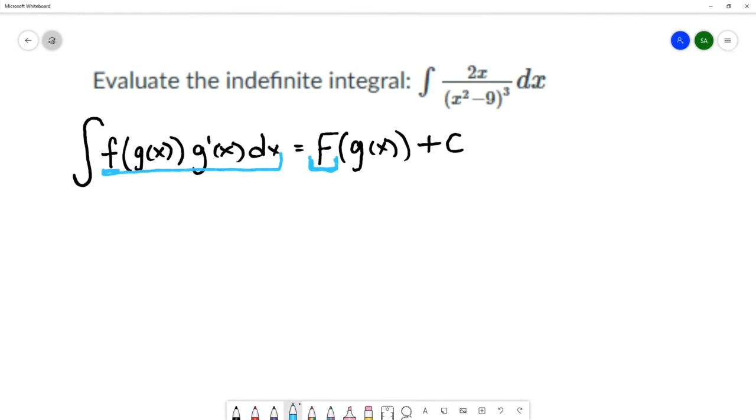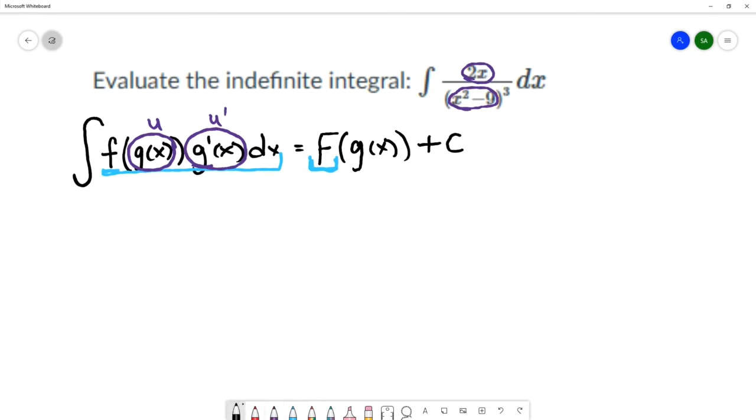So once again, let me repeat what I said at the start. If I'm going to use this substitution rule, I'm looking for something that I could let be my u, and that's the inside part here. And then I need to also have the derivative of u within my integral and multiplied onto my expression. So when I'm looking at this integral, I'm noticing that inside the parentheses I have x squared minus 9. The derivative of x squared minus 9 is 2x. And so I can see that pattern within what I have here.